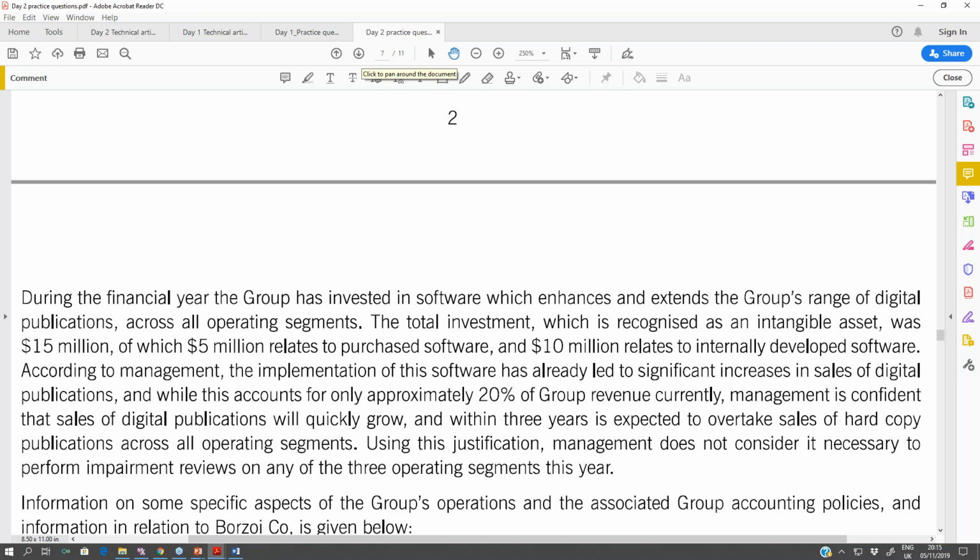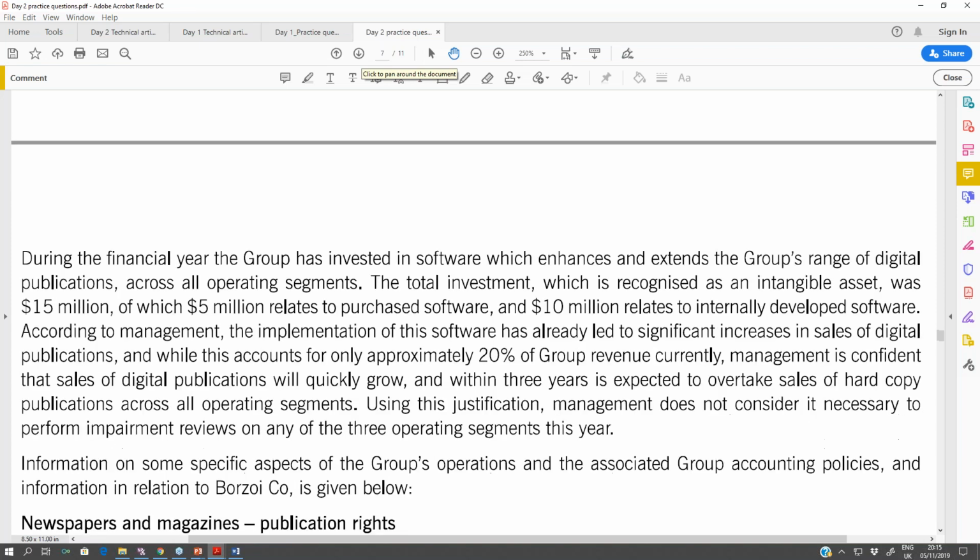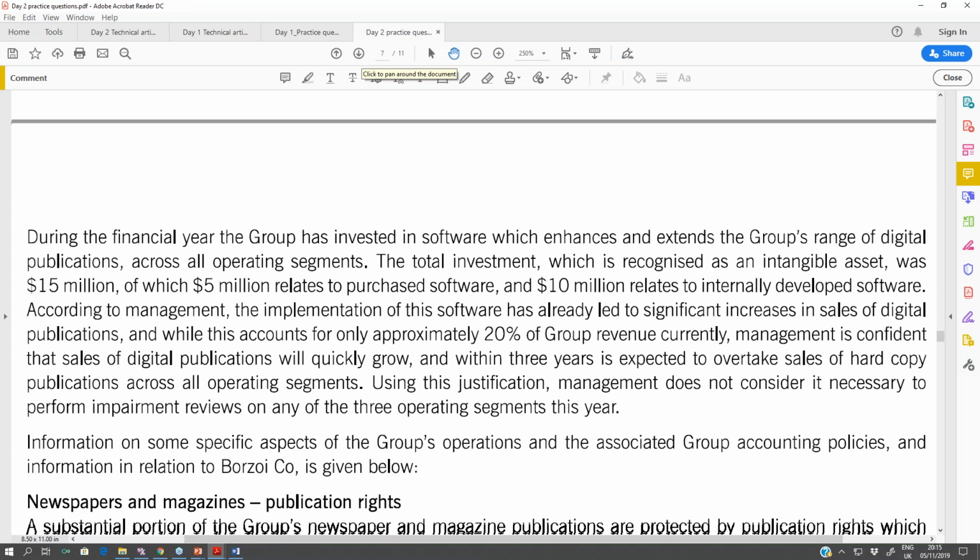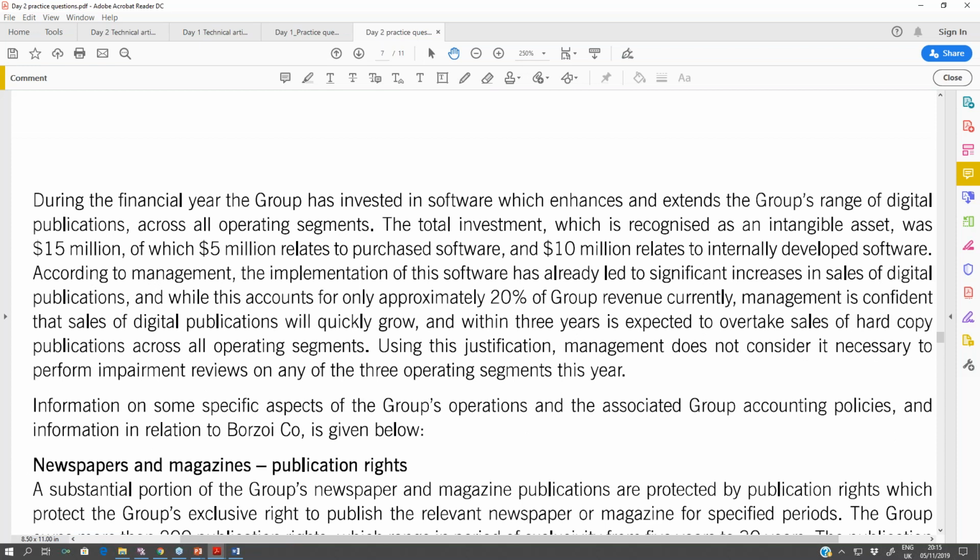So you need to be skeptical about accounting treatments, no doubt about that. There might be so many accounting treatments in this case study where you need to be skeptical about whether the management has done the right accounting treatment or the wrong one. So is that clear to everyone? This was the first 9 marks question from the June 18 question number 1.